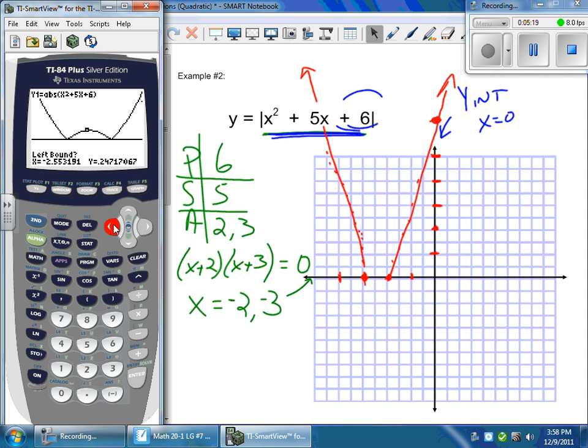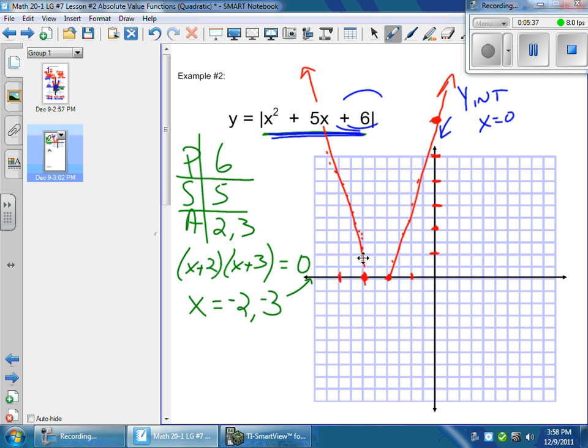There we go. Left side, left bound, hit enter, mouse over. There it is, right bound, hit enter again. Of course, it asks you to guess, and check it out. It's exactly at minus 2.5 and 0.25. So in other words, this thing is right here at minus 2.5, right smack in the center.